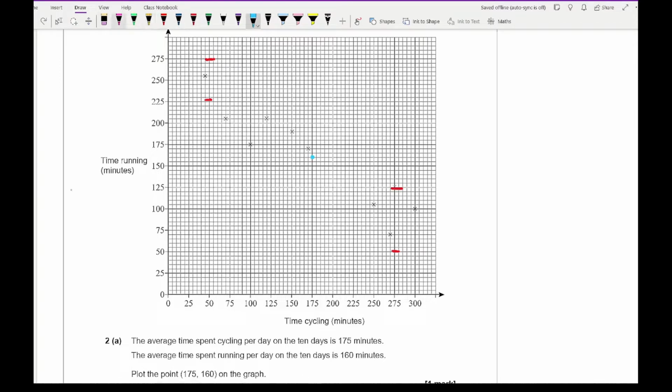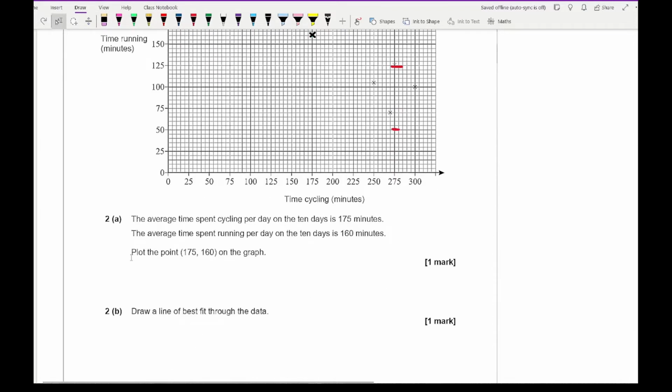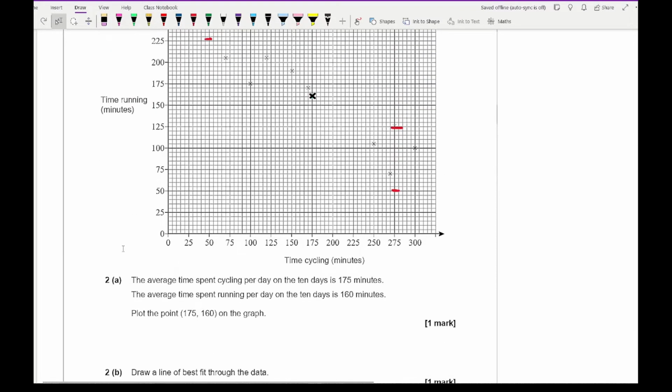Let me just mark that. Now, what you don't want to do is mark it with a huge circle, just either an X or a little dot, but one that's definitely noticeable would be absolutely fine. The next one then says draw a line of best fit for this data.